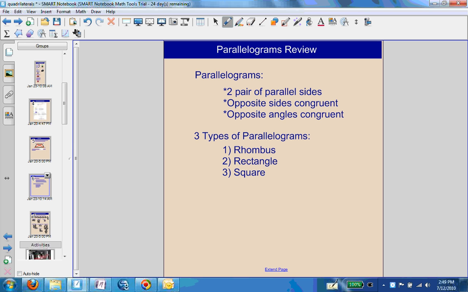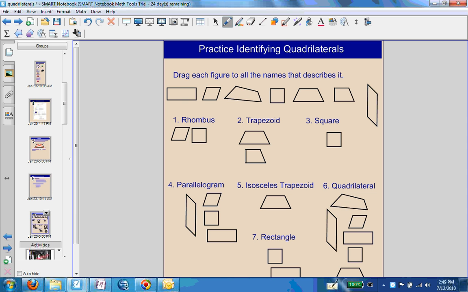So to review, parallelograms have two pair of parallel sides. They have opposite sides congruent and opposite angles congruent. There are three types of parallelograms: rhombus, rectangle, and square. So here's an example of an activity that you can try.